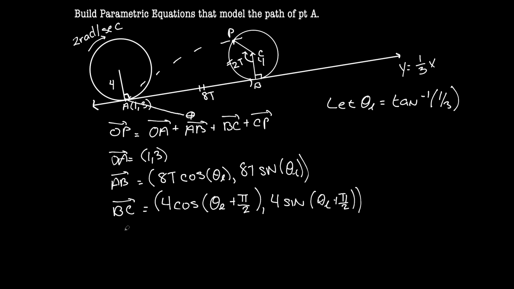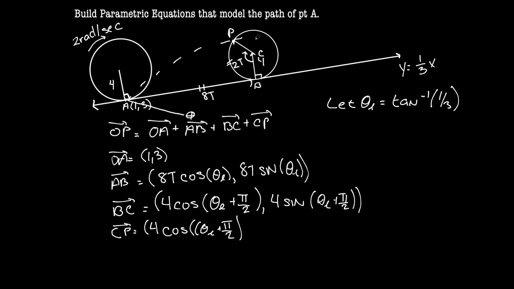And now we're left with our CP. So we know our magnitude is 4 cosine once again. So we need to put our previous angle first. So we're going to have our angle as if we were looking from B to C. So we're going to put that one first. So our theta L plus pi over 2.